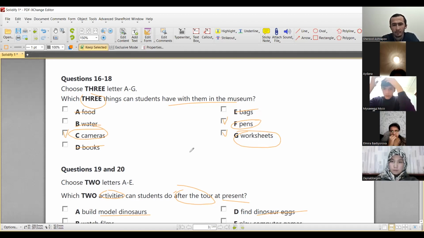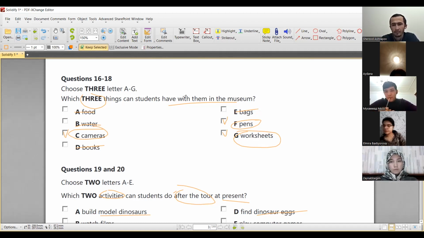We do allow students to take photographs. For students who are doing projects, it's useful to make some kind of visual record of what they see that they can add to their reports. And finally, they should not bring anything to eat into the museum or drinks of any kind. Perfect. Okay. So it's FCG.